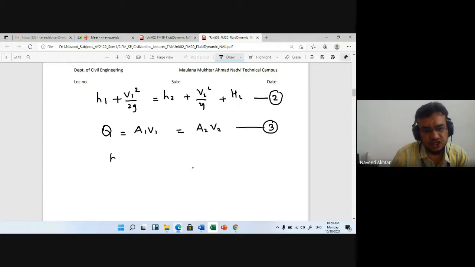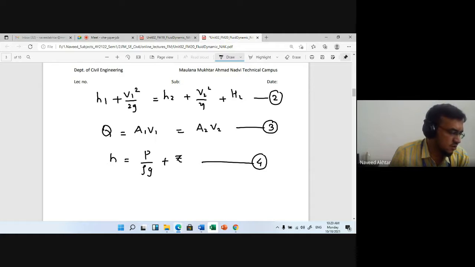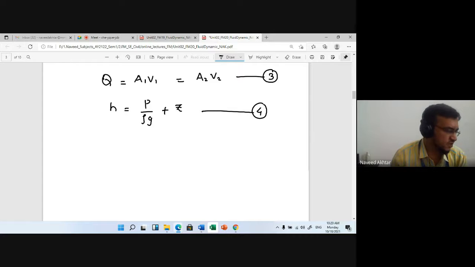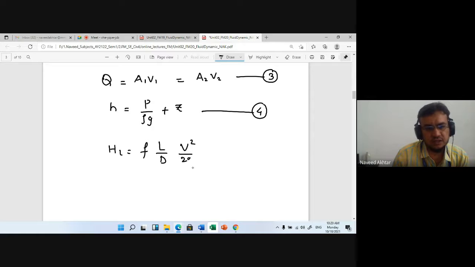And we know that H is equal to P upon rho g plus Z, that is pressure head and bottom head combined together. And you know that the head loss HL, or energy loss, is f L upon D into V square upon 2g. I will give this equation number 5.